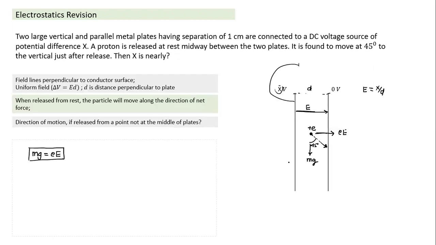Okay, one more point I added. They have mentioned it was released from the middle point. What happens if it is released from any place else? Again, no difference it makes. Every field is the same. From any other point also it will move in a similar fashion.